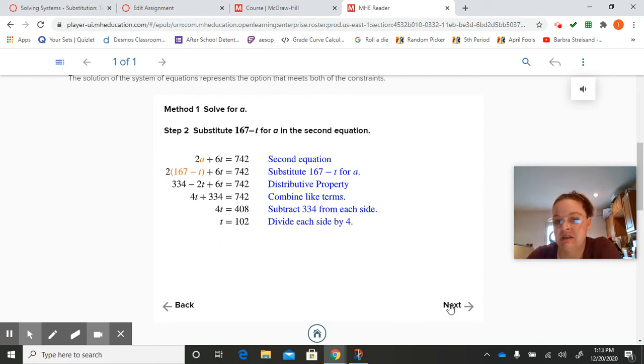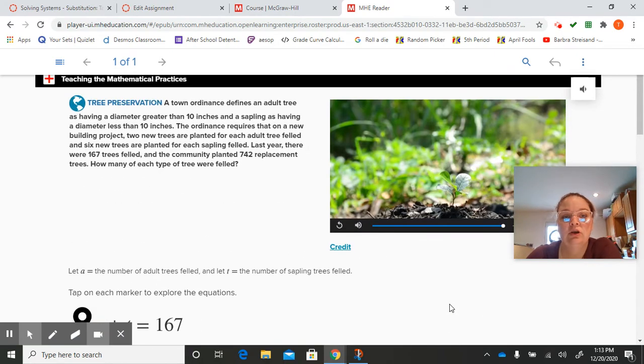Now, in case you're wondering, because I forgot to mention it earlier, the 2 and the 6 have to do with the ordinance saying that 2 new trees are planted for each adult tree and 6 new trees for each sapling. So when they're replacing the trees, they're not just putting in 1 adult and 1 sapling, they're putting in 2 adults or they're putting in 6 saplings.